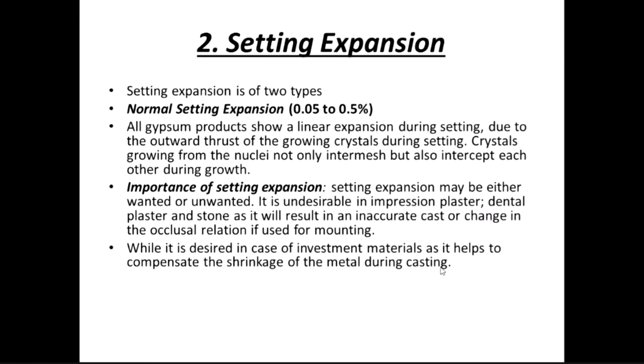Number 2, you have setting expansion. Setting expansion, we have two types. Normal setting expansion is about 0.05 to 0.5%. By the way, all the gypsum products show small expansion during setting due to the outward growing of the crystals during setting. And during normal expansion, only the outward movement of the crystals will occur.